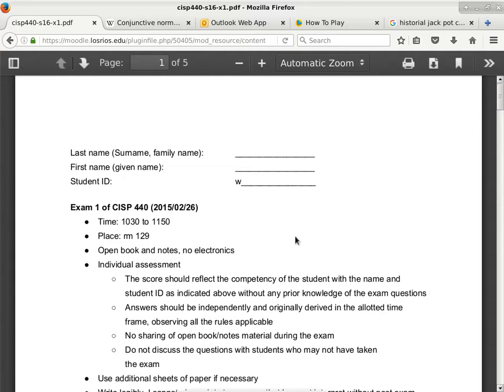The room number obviously is not going to be the same. This is room 157. The exam is still open book and open notes, but no electronics. Okay, I know that several of you have your own devices. So if you want to bring some additional material, you will have to print it out first before you can use it during the exam.